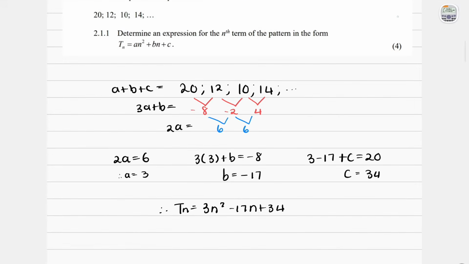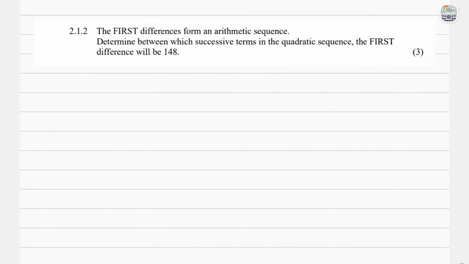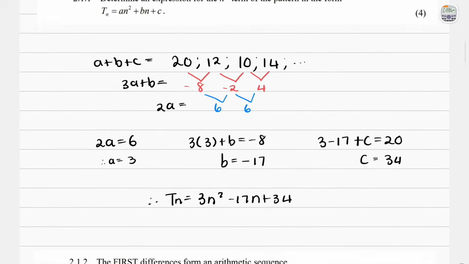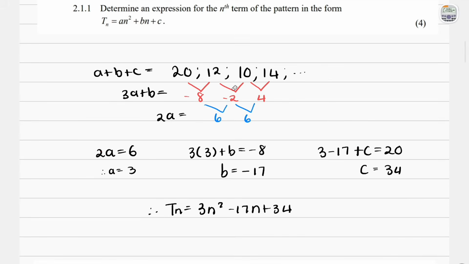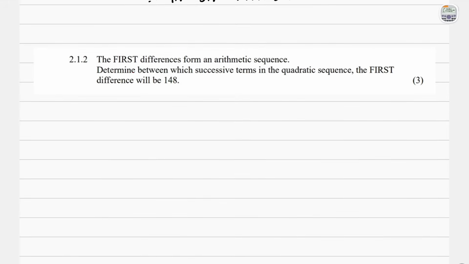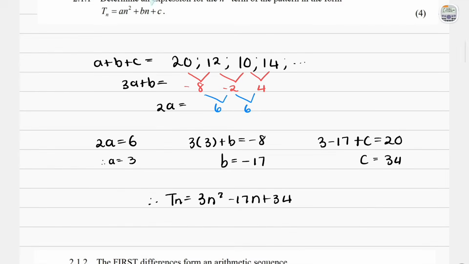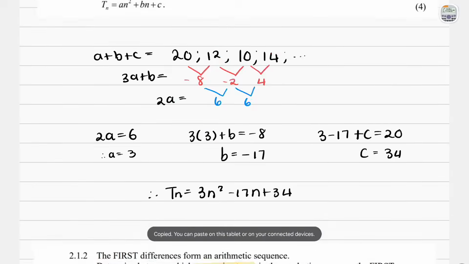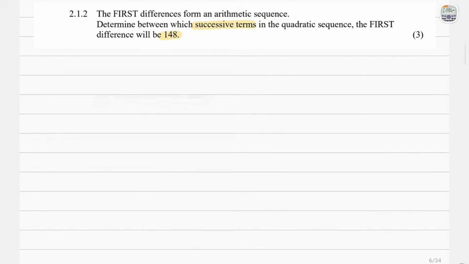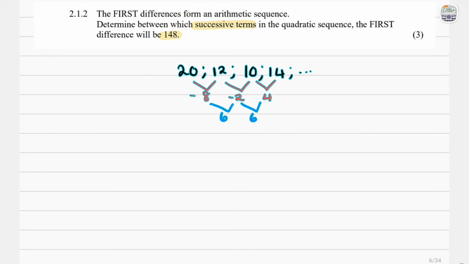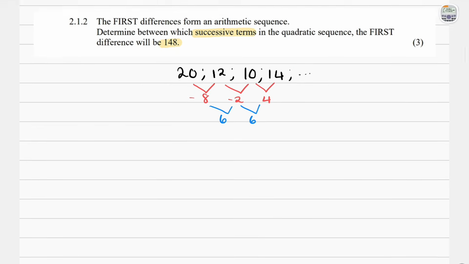Moving on to the next question. Question 2.1.2 says, the first differences form an arithmetic sequence as usual. This is an arithmetic sequence that we'll have there. And they want us to determine between which successive terms in the quadratic sequence the first difference will be 148. So between which two terms in this quadratic pattern will we have a first difference of 147.